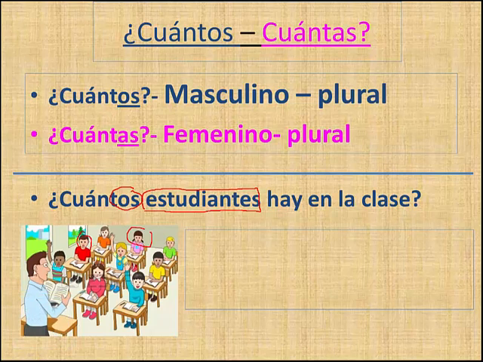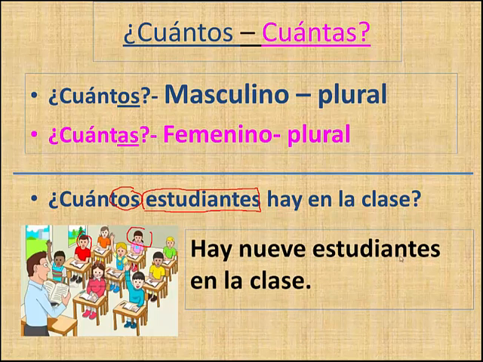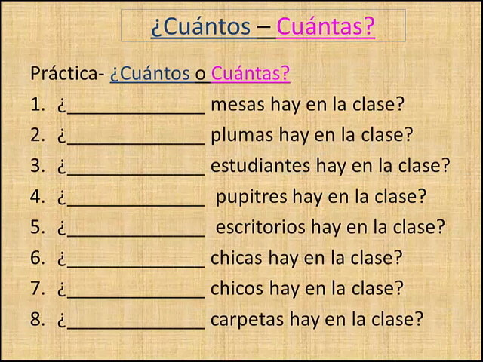And the answer would be 1, 2, 3, 4, 5, 6, 7, 8, 9. Hay 9 estudiantes en la clase. How many students are there in the class? And again, in English, the question would be phrased more like, how many students are in the class? And we omit the there, but it is part of the structure. Hay 9 estudiantes en la clase. Excelente. Okay, now cuántos or cuántas?